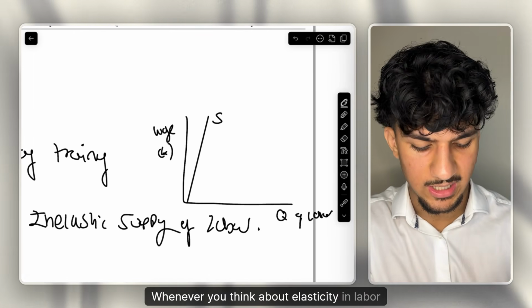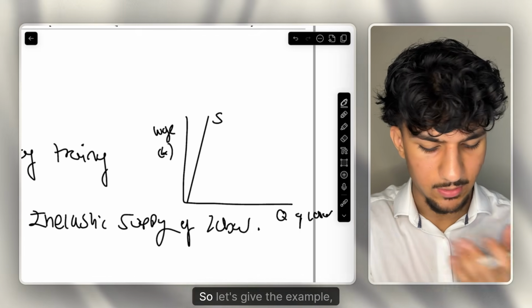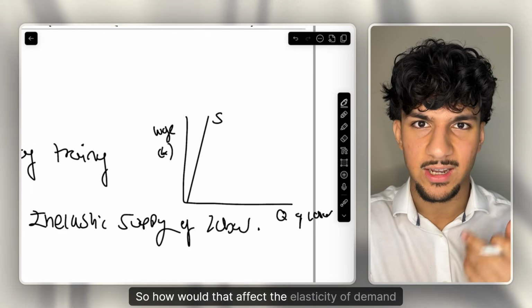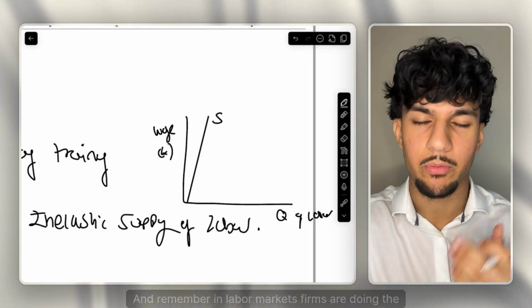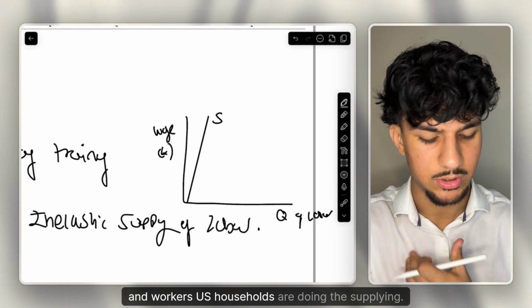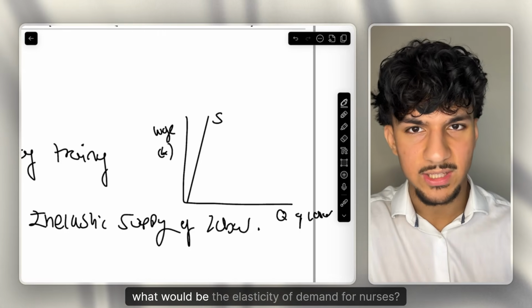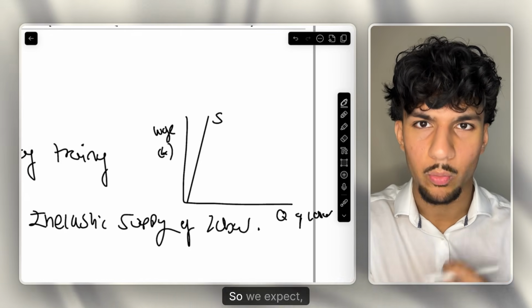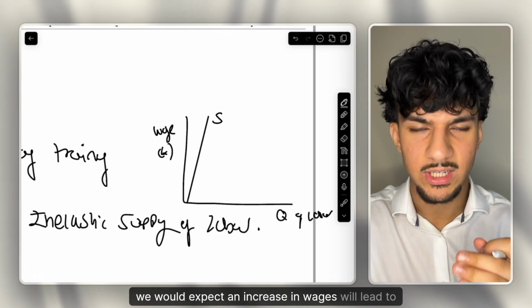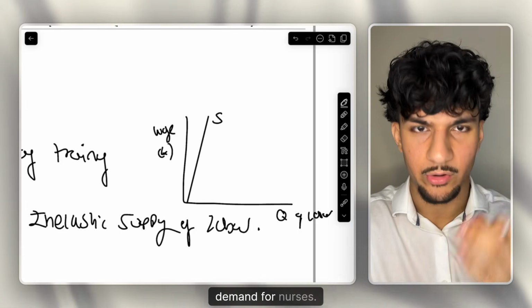Whenever you think about elasticity in labour markets, always think about how they would respond to a change in wages. So let's give the example that nurses' wages increase. How would that affect the elasticity of demand for nurses? And remember, in labour markets, firms are doing the demanding and workers, us households, are doing the supplying. So if nurses' wages increased, what would be the elasticity of demand for nurses? If there's elastic demand for nurses, we would expect an increase in wages to lead to a significant, or proportional, decrease in the demand for nurses.